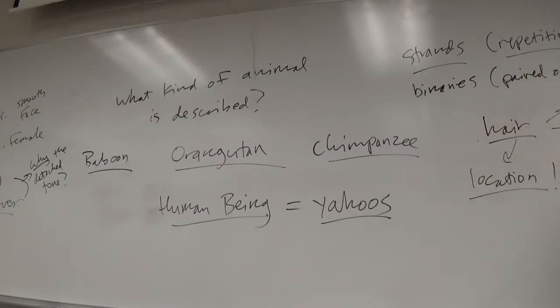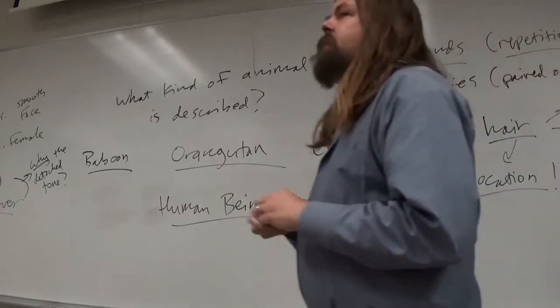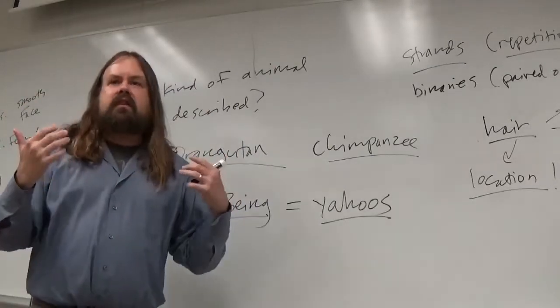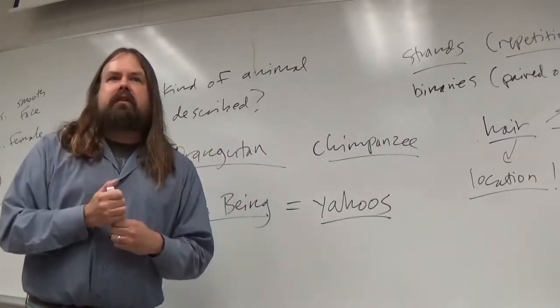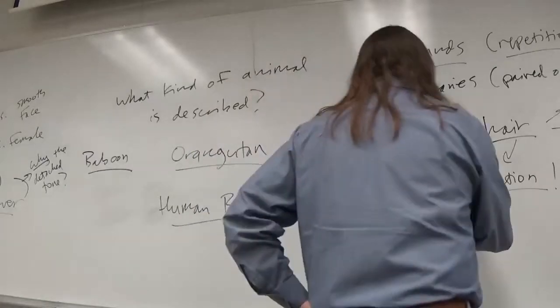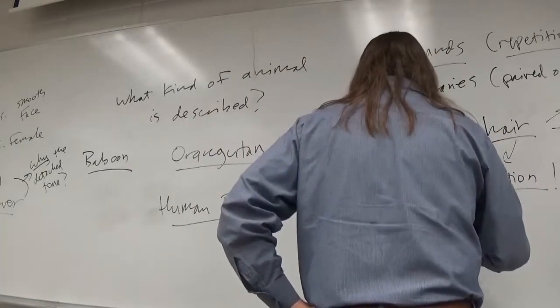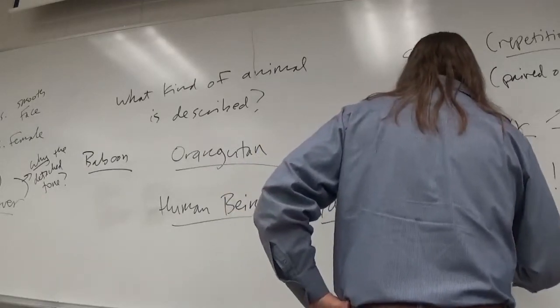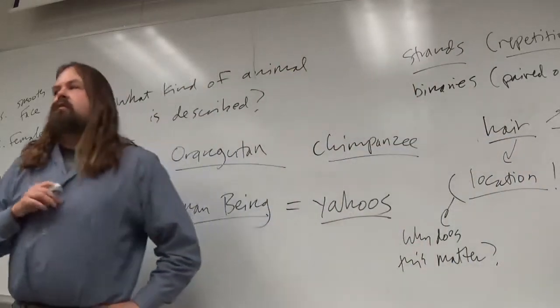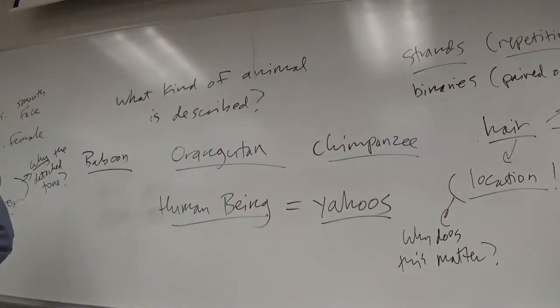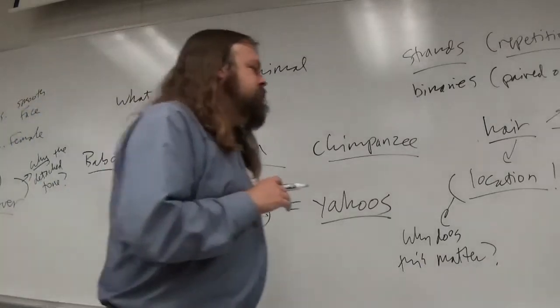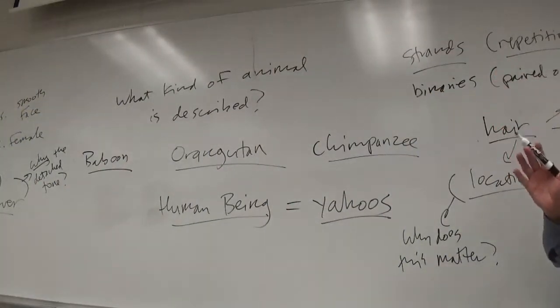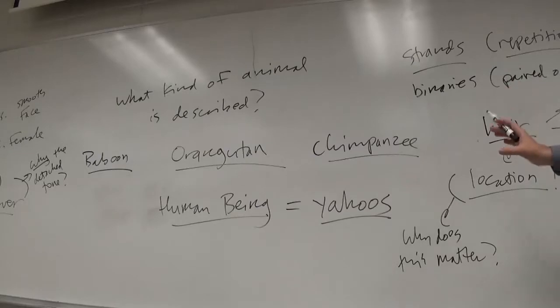Why do you think he spends so much time on where the hair is located in giving us hints about what this creature is? Yeah, I mean, this is one of the things that differentiates a human being from other mammals, right? Considerably less hairy. But why does it matter? This is just something to think through for a minute while we look at other patterns.